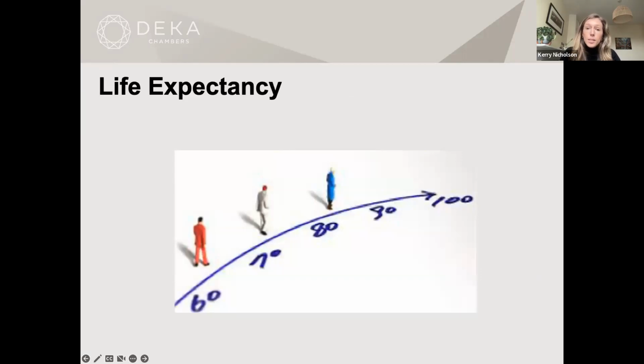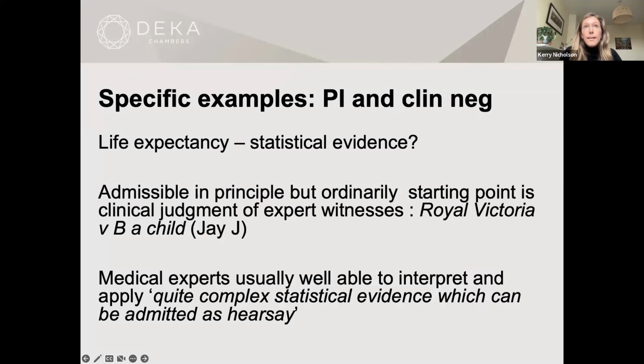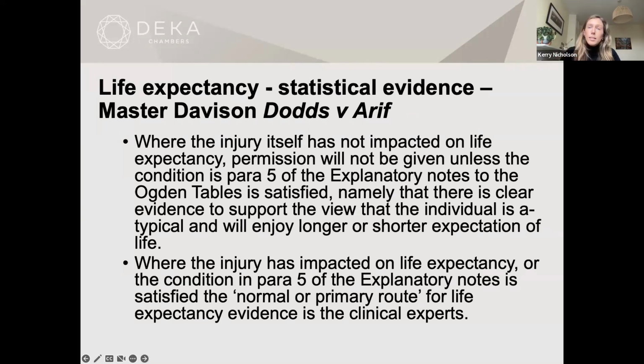So in terms of some specific examples, a question that can commonly arise in a personal injury or clinical negligence case is whether the claimant's life expectancy has been reduced and what it can be, or what it is if it hasn't been reduced, but for example, their earnings have been affected. So in general, you don't need statistical evidence, but the court can sometimes allow a specific life expectancy expert if it's needed. And the court set out the principles in a case called Dodds and Arif, and Master Davison distilled the authorities down into basically 4 principles.